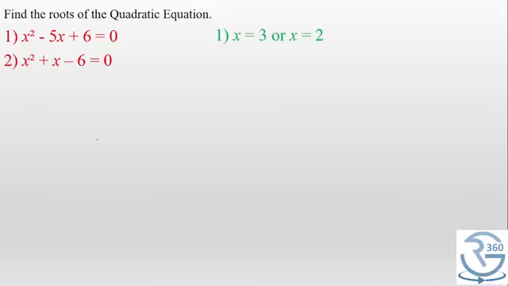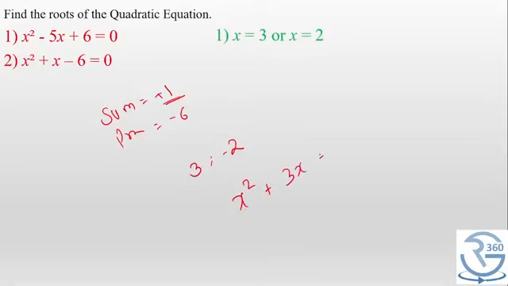Now second question, x square plus x minus 6. I want sum as plus 1 and product as minus 6. Because here it's a plus 1, I'm going to take the larger number as positive, whereas the smaller number as negative. So x square plus 3x minus 2x minus 6 is equal to 0. So I'm going to directly write x equal to, take the minus of the coefficient, minus 3, and it's a minus 2. So x will be 2.